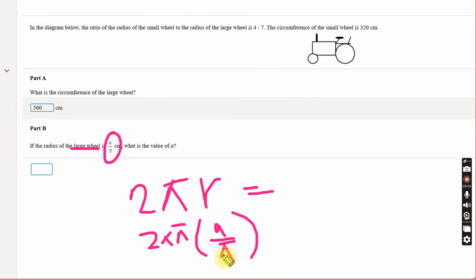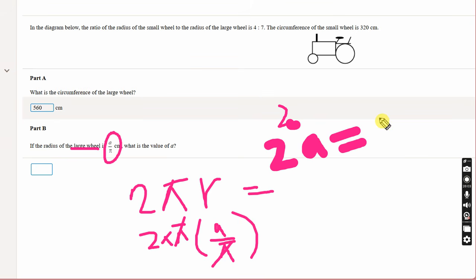We cross out the pi's. What are we left with? 2a equals 560. Now divide 560 by 2, and you'll get a, which is 280. There you go.